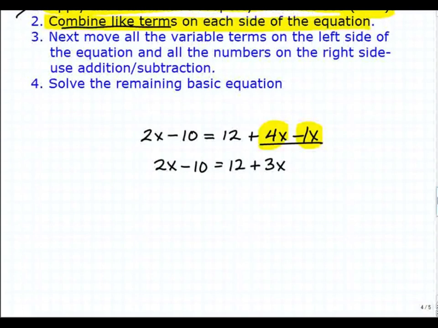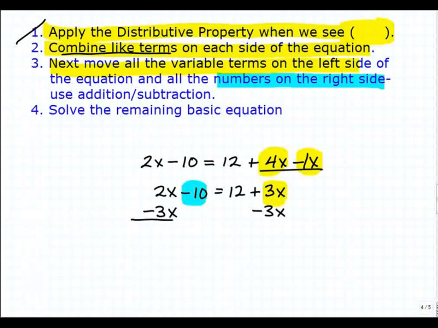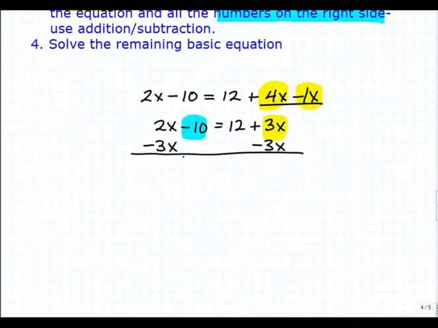Our next step is we're going to move all the variable terms to the left-hand side. So this 3x I've got to move over to the left-hand side, and then I'm going to have to move all my numbers to the right-hand side. So this negative 10 I'm going to have to move to the right-hand side. Let's go ahead and handle the 3x first. Let's get that over to the left-hand side. So I'm going to subtract 3x on the right-hand side here, but I also have to subtract 3x on the left-hand side, and notice how I'm lining up my variable terms. Rewriting this equation, I'm going to get negative 1x minus 10 equals 12.